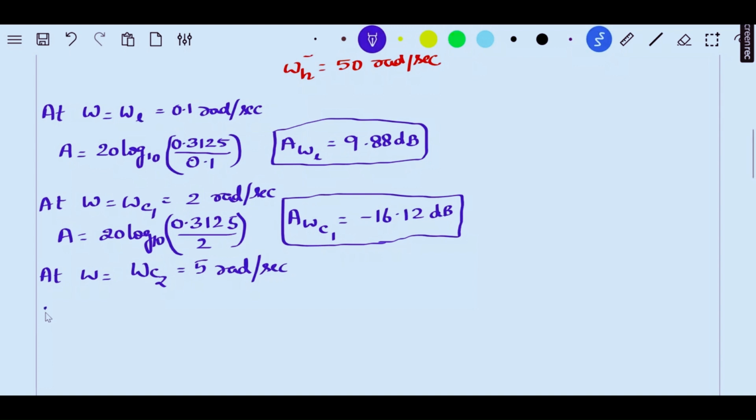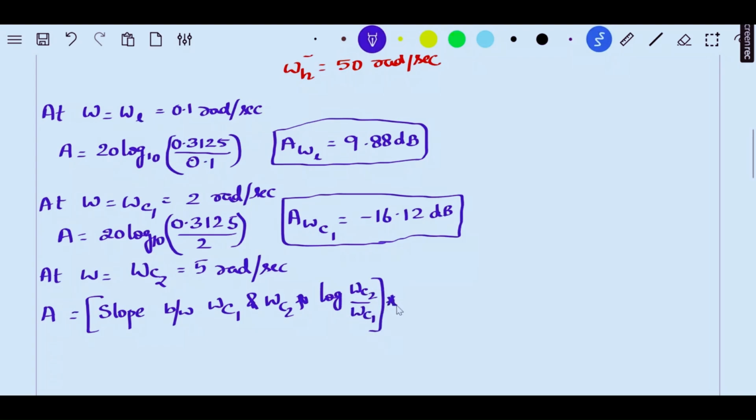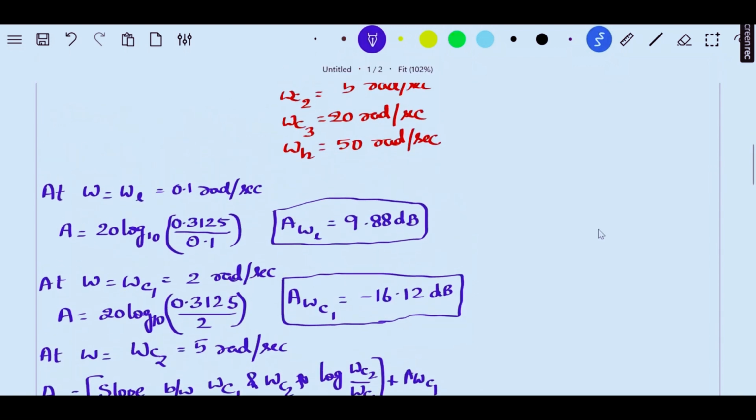So now the A formula will change. The formula for A now will be equal to the gain formula: slope between omega C1 and omega C2, multiplied by log of omega C2 divided by omega C1, whole thing added with A of omega C1. Now I think you realize why we need to write a slope table, right?